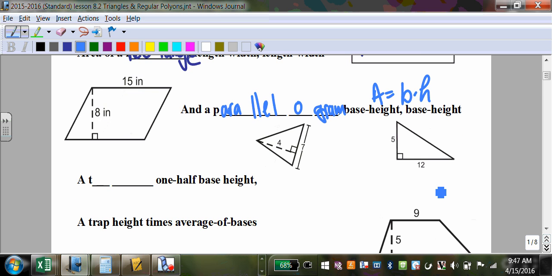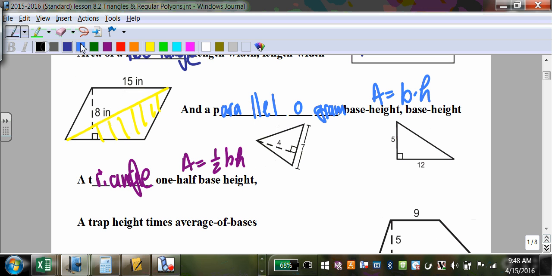A triangle. Go like this. Just put a dotted line through your parallelogram and shade it. That'll help you associate it. A triangle is just half a parallelogram. So a triangle is 1/2 base times height, or like that. That works too.